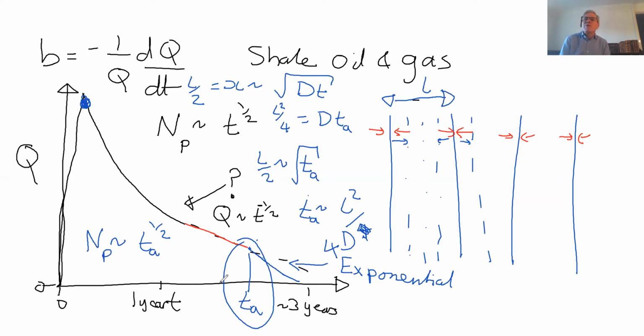There's also interference with other wells. But generally speaking, where decline curve analysis is used most frequently now in the oil industry is in the analysis of shale oil and gas. And we tend to find this initial root t decline, this so-called hyperbolic decline, followed by an exponential tail.